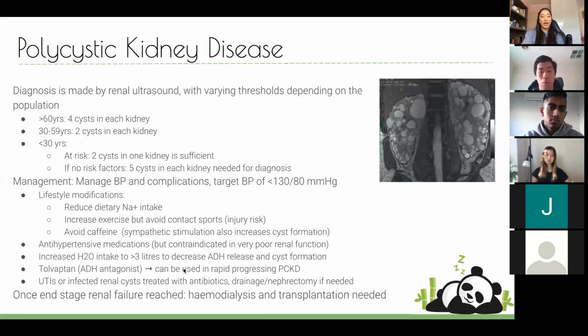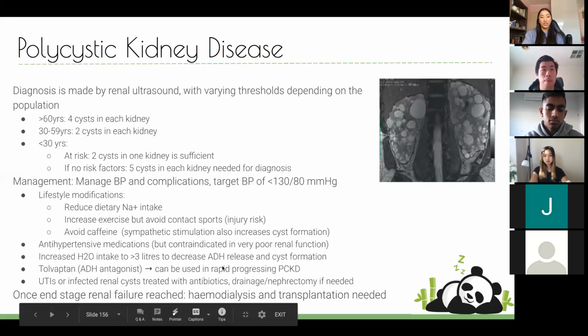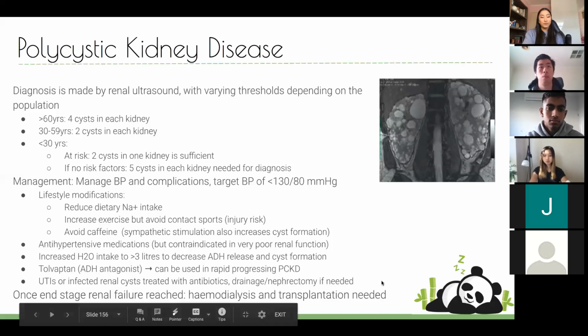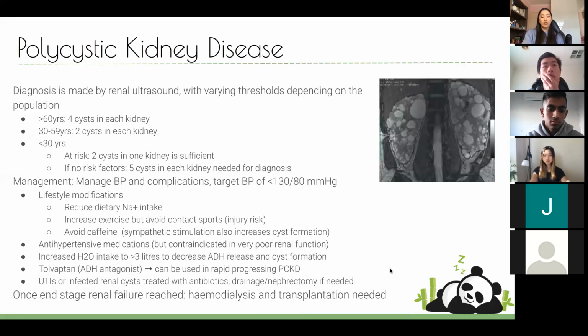So there's this thing where ADH actually promotes cyst formation, apparently. So you would decrease your water intake to decrease ADH release. And also there's ADH antagonists that could be used to try to reduce the progression, but that would be in severe cases. And then if you have a UTI or some kind of infection, you would treat that. But once end-stage renal failure is reached, again, your only options really are dialysis and transplantation.